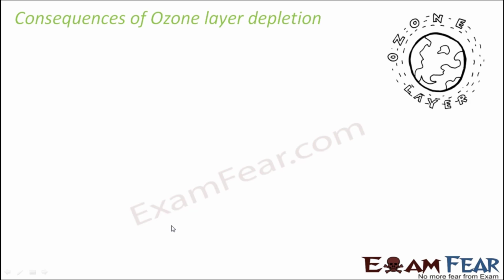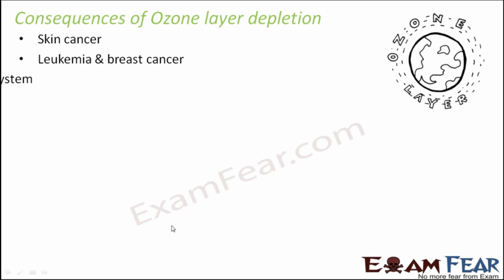Now, when we talk about the consequences of ozone layer depletion, skin cancer is the first thing, because as I said, the proteins and the DNA present inside our body have a tendency to absorb the ultraviolet radiation, and as a result, skin cancer can take place. Leukemia and breast cancer, because ultraviolet radiation has all the properties that can give rise to cancer. So when your body gets exposed to more and more ultraviolet radiation, the chances of skin cancer or breast cancer tend to increase.